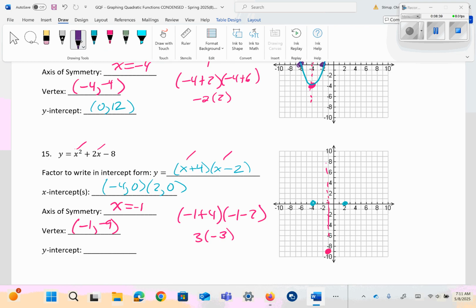And let's find our y-intercept. What was our shortcut? Should I plug it in there, or should I just take that? It's going to be the same answer, so I'm going to take the shorter way. There's our parabola.